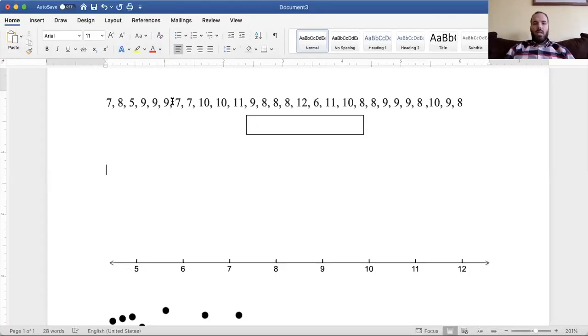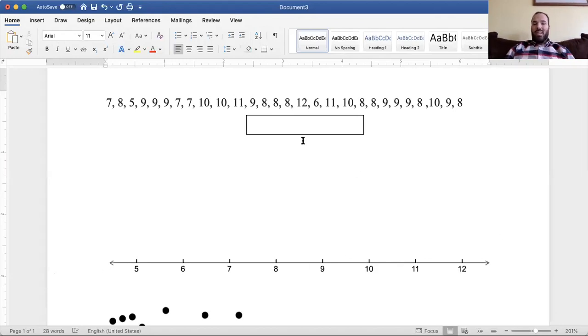Okay, this is all the numbers that I just got from it. The first thing that I did is I created a number line. The reason that I started my number line at 5 and ended it at 12 is because 5 is my lowest value. That's the lowest amount of sleep someone got. And 12 is my highest value. That's the most amount of sleep. So I don't need 13 on here because no one got 13 hours of sleep. I don't need 4 because no one got 4 hours of sleep.